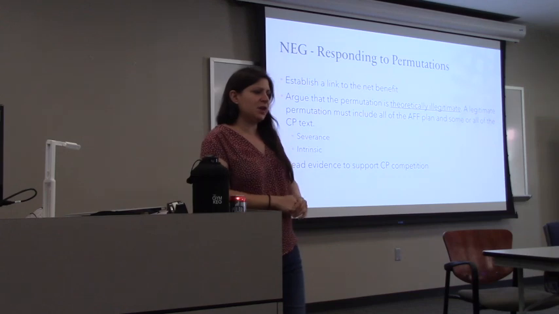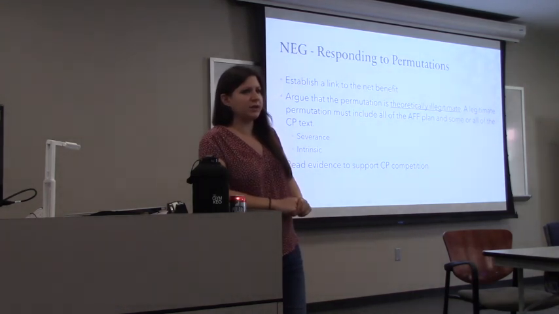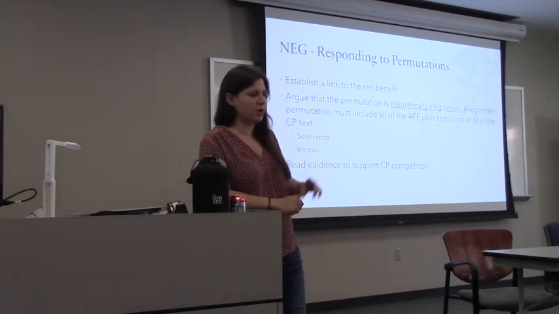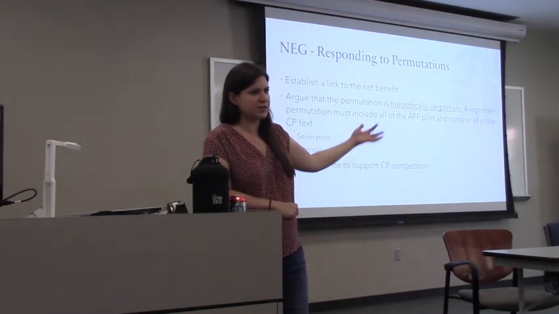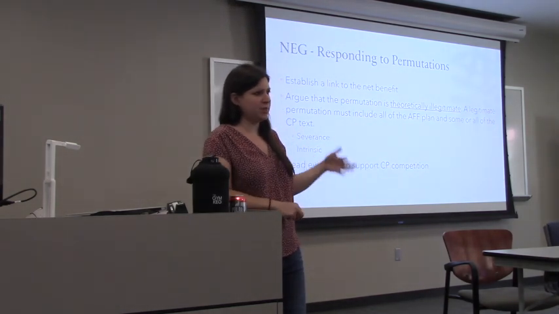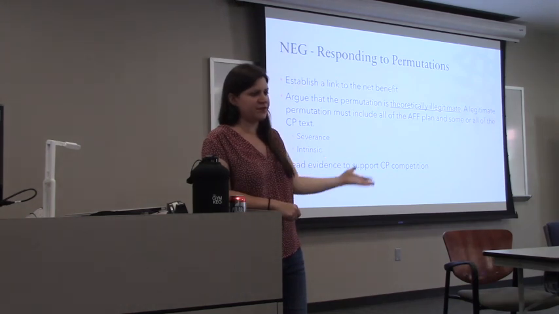So your arguments on the negative to answer permutations, your theoretical objections to permutations, are generally in one of two categories. You might say that they are severance, or you might say that they are intrinsic. Severance means that it is not a legitimate permutation because it does not include all of the plan. It severs out of part of the plan. That is said to be illegitimate because it makes the AF a moving target. It makes it impossible to know what the AF is going to defend. Makes the next job very difficult.